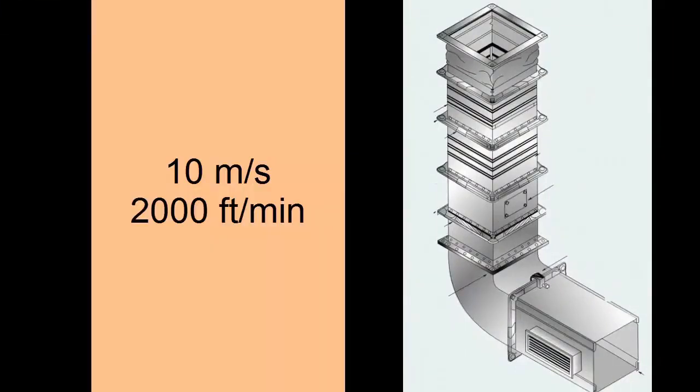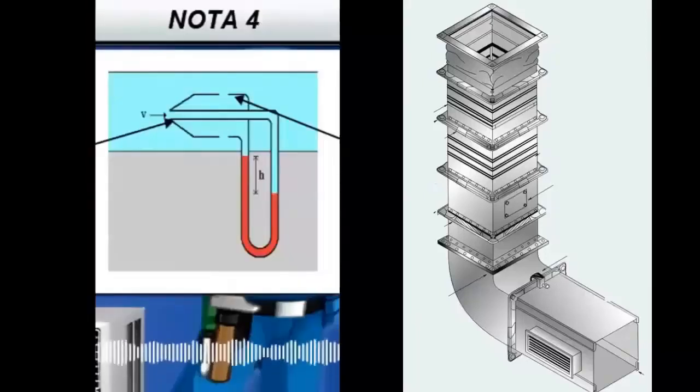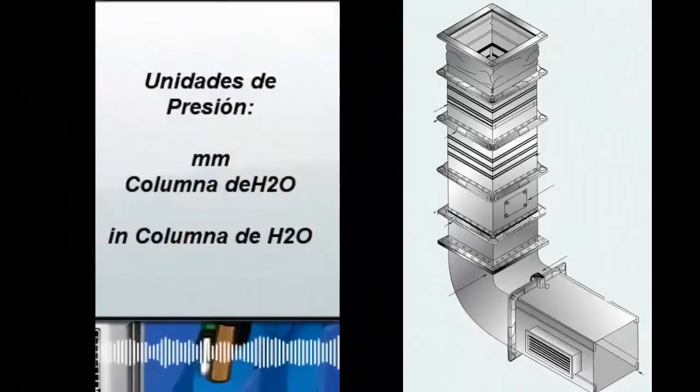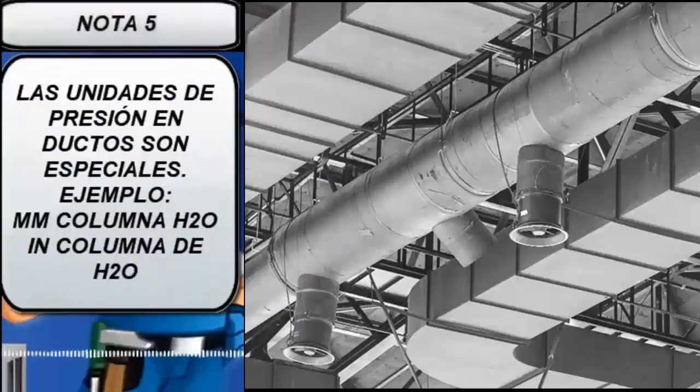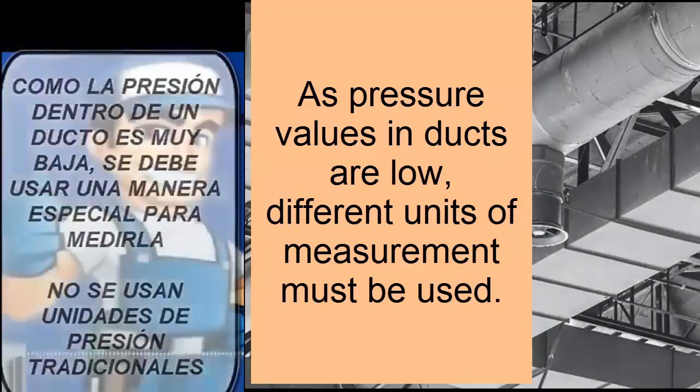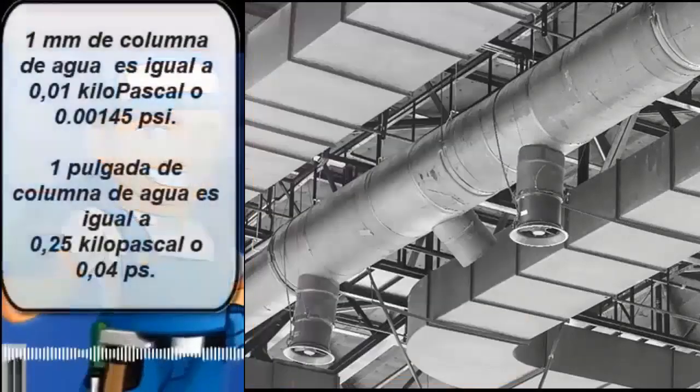Note 4. Pressure values within duct systems are small magnitudes, which is why special units are used for their measurement, such as inches or millimeters of water column. We stay in note 5. The equivalence between pressure units used in pipelines and traditional pressure units are exaggerated. For example, 1 millimeter of water column, a unit for ducts, is equal to 0.1 kilopascal, or 0.145 psi.